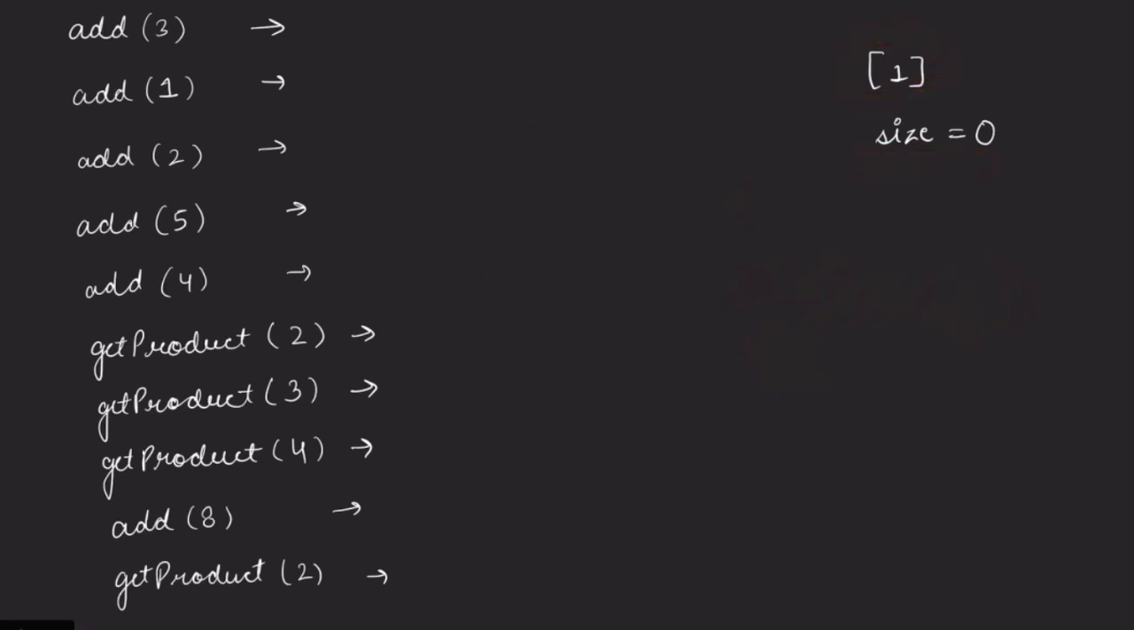Right. So now when add 3 is called, the vector will look like 1 comma 3. Basically this 3, how did it come? 3 into 1. Right. And here the size will be 1 now. Then 1 is added. So it will be 1, 3, and then 1 is not going to be added as is. We are maintaining the prefix product array over here. So we will do 1 into 3. So it will give us 3 only. And the size will be 2.